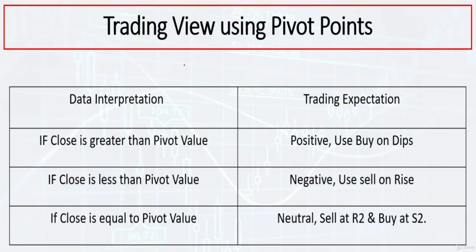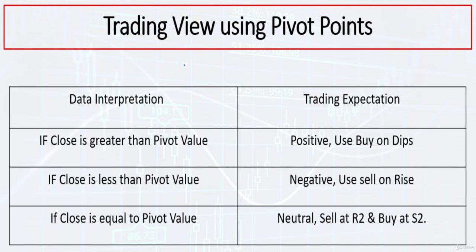Now we consider how we can get a trading view by using pivot points. It is very simple. We have to interpret the data according to our trading expectations. In simple terms, if the close is greater than the pivot value, we consider it to be a positive trend, and the strategy or the trading view in the positive trend will be buy on dips. That means every correction is an opportunity for accumulation or buying.